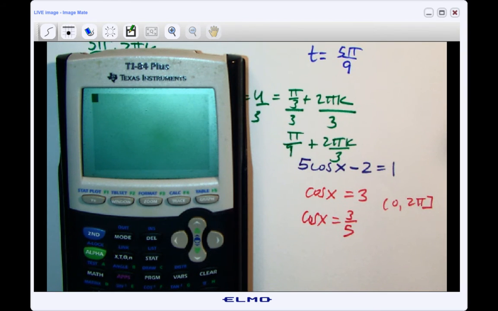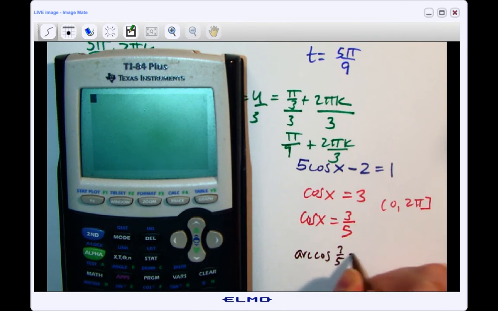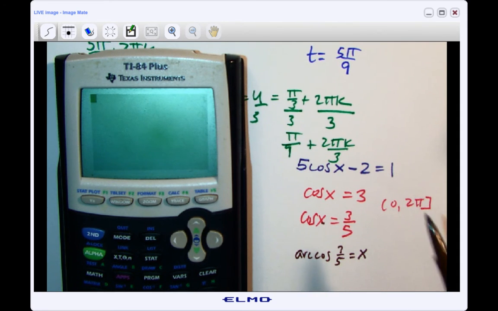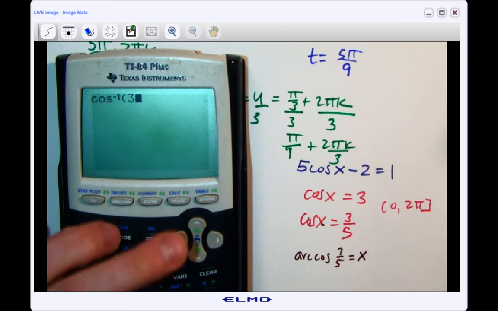Okay, ready? Here we go. It was already in radians. I'm going to do arc cosine of 3/5 to find what I'm looking for, because remember those are inverse functions. This gives me the angle that I'm looking for. So these two things say the same thing; they're talking about the same values. To get arc cosine, I hit second, cosine, 3 divided by 5.